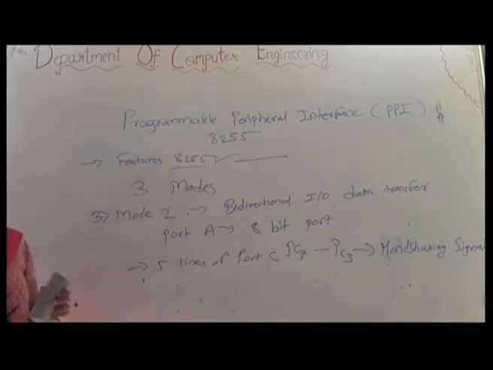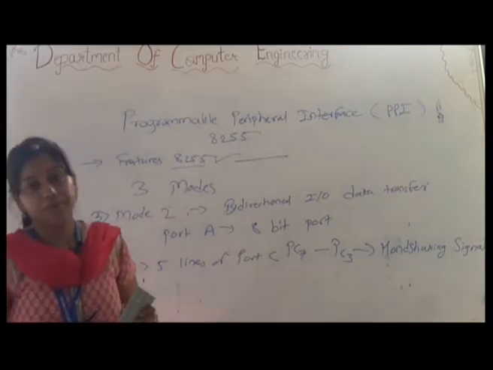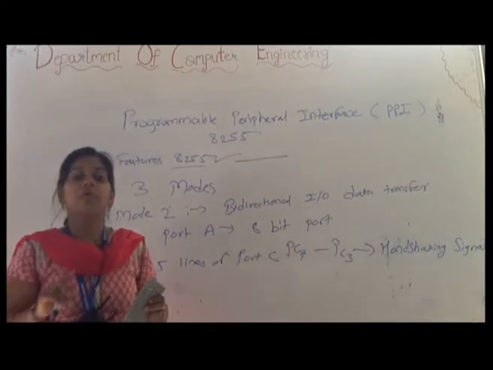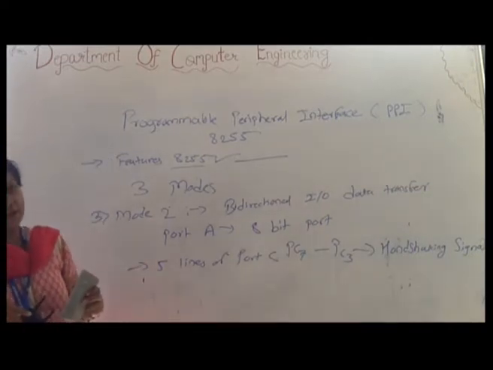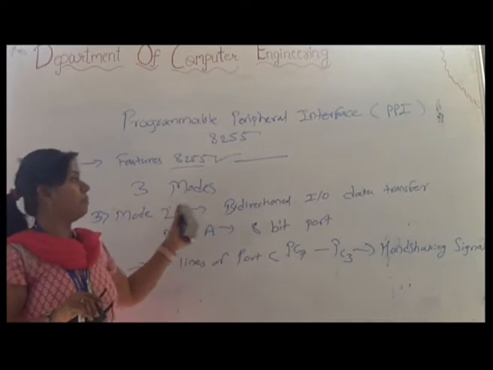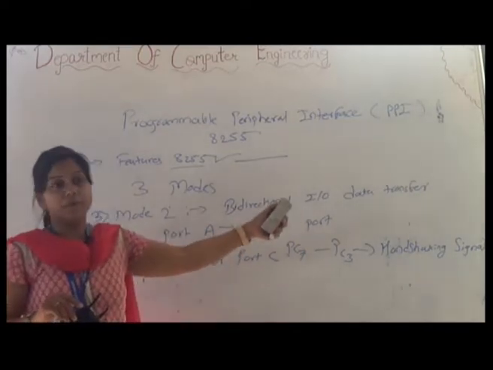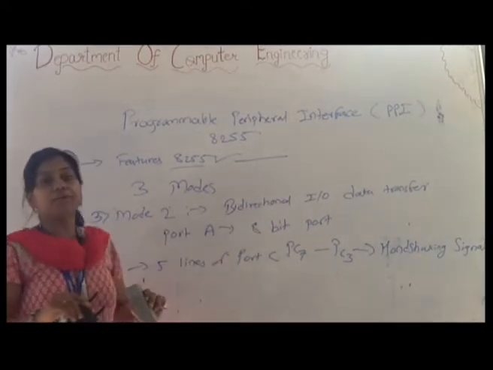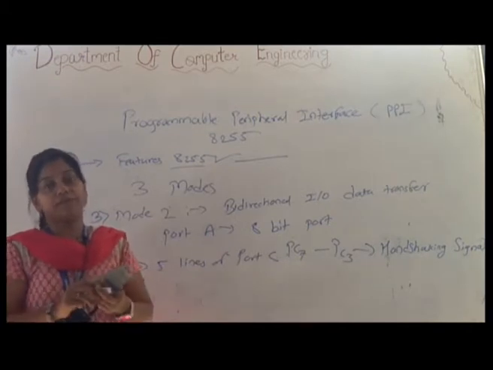Okay, so the 8255 operates in 3 modes: 0, 1, 2. Mode 0 is simple input output, mode 1 is input output with handshake, and the third mode is mode 2, bidirectional input output mode. So this way the 8255 operates in 3 different modes.